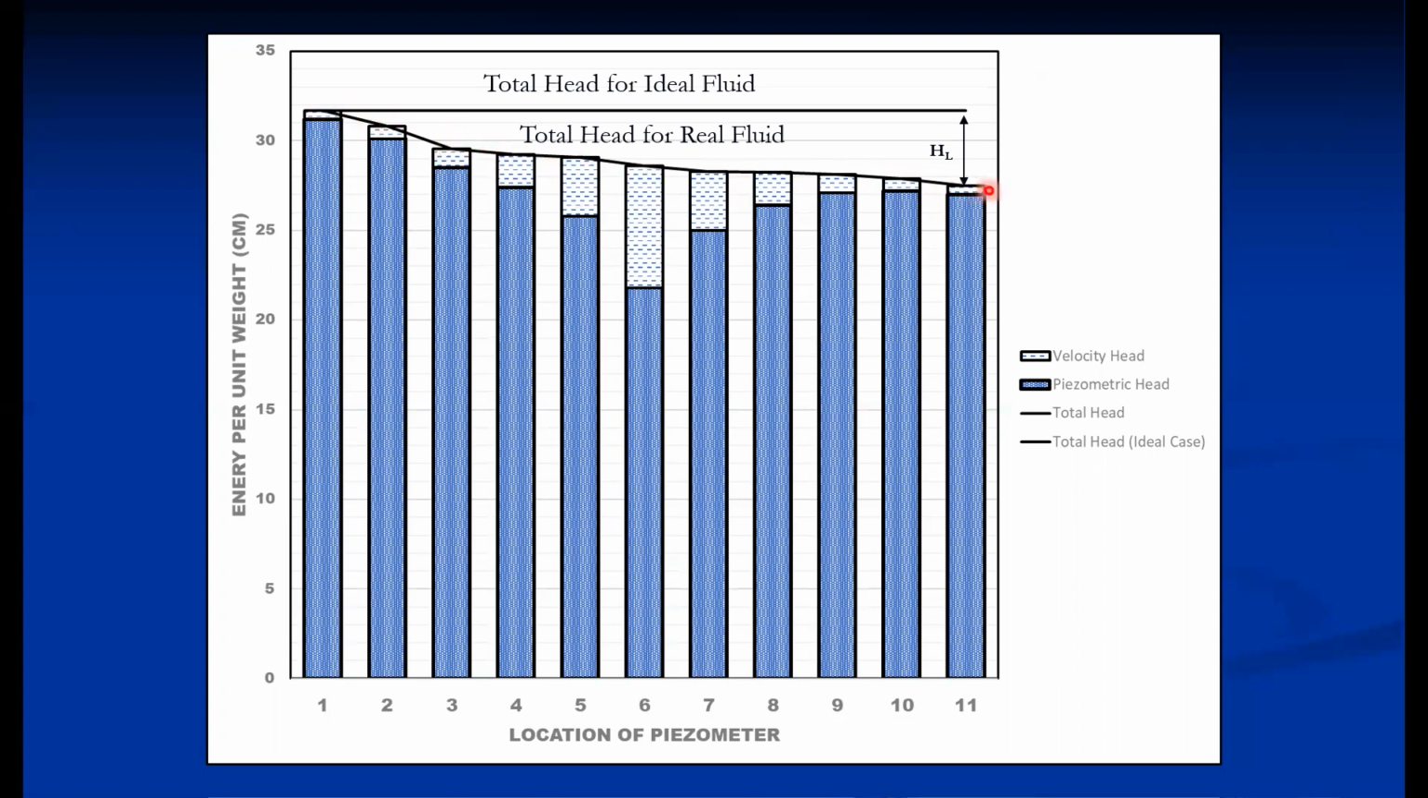That is for real fluid. That means the energy continuously decreases along the direction of flow. So this difference in energy, because this is the horizontal line, that is the total head for ideal fluid. As the real fluid is flowing, there is continuously energy drop along the direction of flow. And at the 11th section, this is the total head loss across the pipe section, that is 1 to 11.